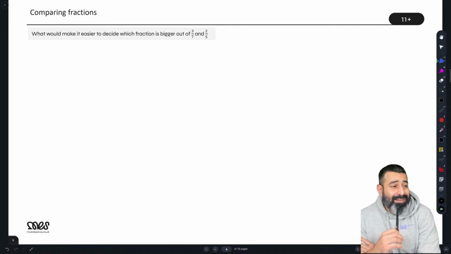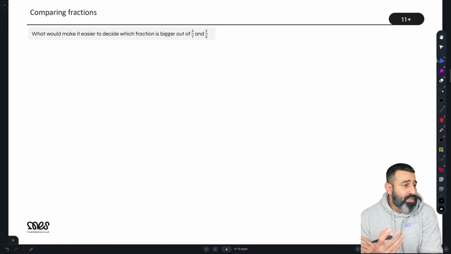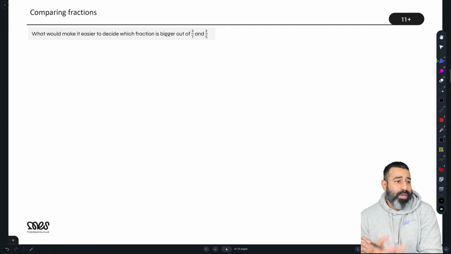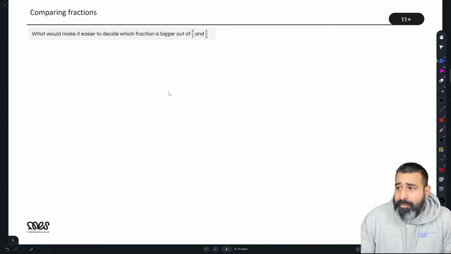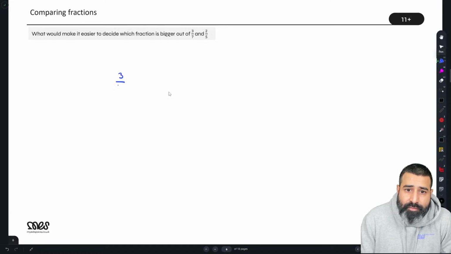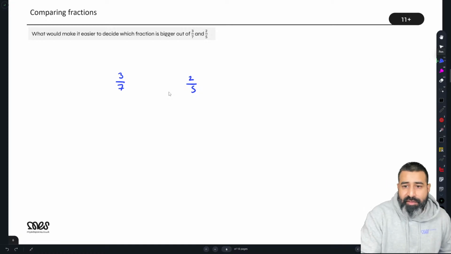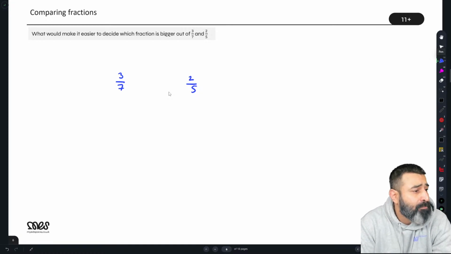Maybe. Right. Comparing fractions. Now, this comes up again and again in 11 plus, okay? So they're going to give you fractions with different denominators, and your job is to work out which one is bigger. So you have to order them in size. So, if we're comparing 3 over 7 and 2 over 5, which one is bigger? Fire away in the chat, please. Tell me which fraction is bigger, 3 over 7 or 2 over 5?